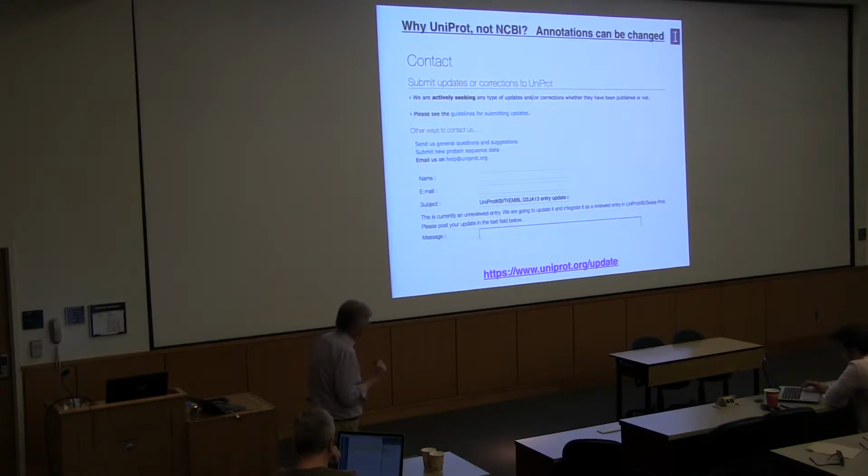Okay, and why do we use Uniprot and not NCBI? We use Uniprot and not NCBI because in Uniprot, you can actually change an annotation. If you do an experiment, publish a paper, and determine that an annotation in Uniprot is wrong, they will correct it. You cannot do that with NCBI. NCBI is an archive. The annotations cannot be changed. And so it's for that reason that we use the Uniprot database.